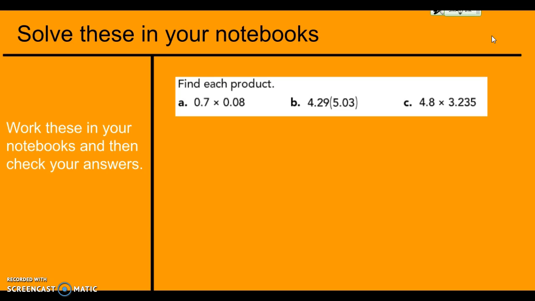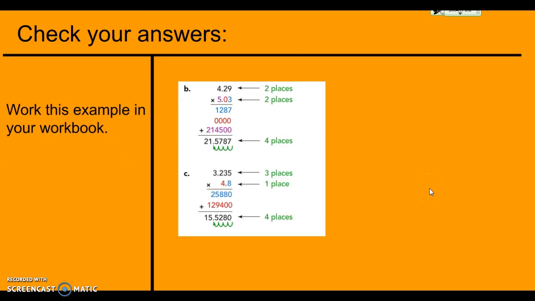All right, now, you need to remember, like in letter B, that when you have numbers side by side, and you have one number in parentheses, that means you're also multiplying. And then you have letter C over here, 4 and 8 tenths times 3 and 235 thousandths, that you're multiplying there. So write those down in your notebooks and work them out. Here you can check your answers, go back and find your mistakes, and correct anything that you missed.